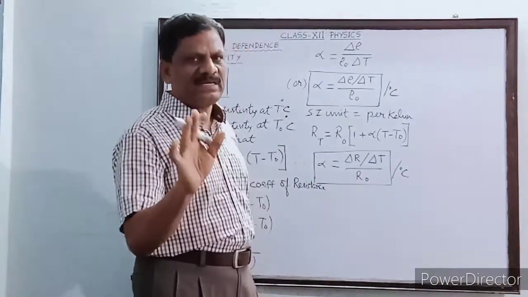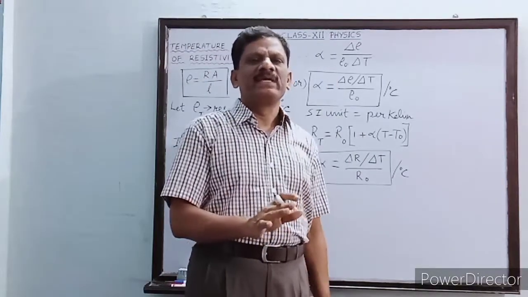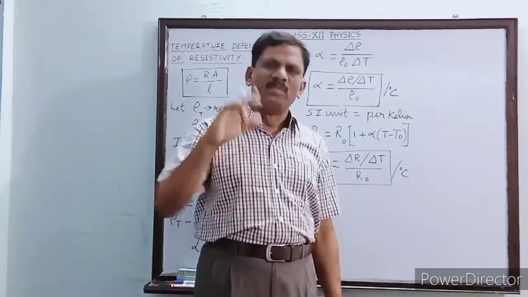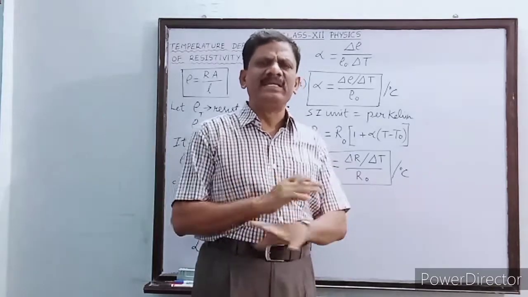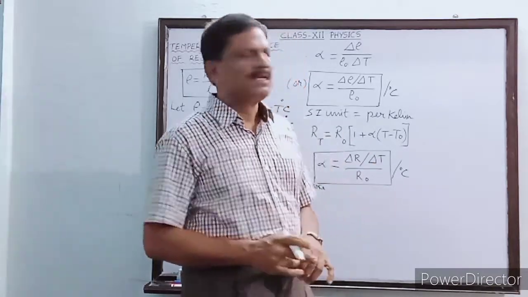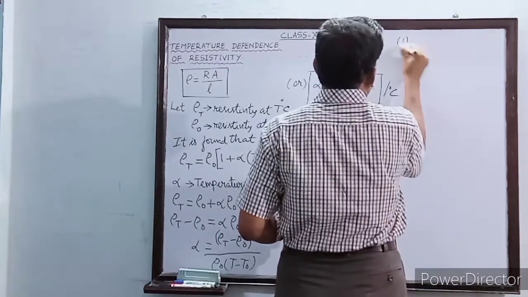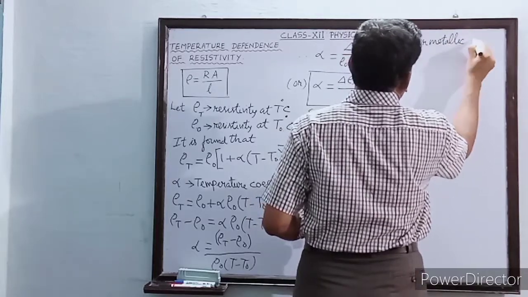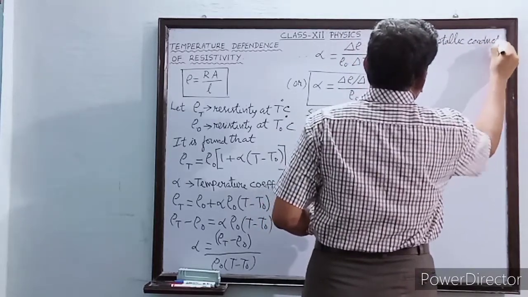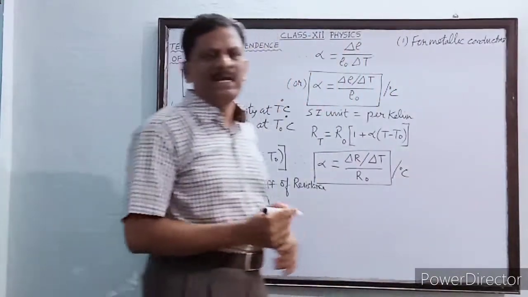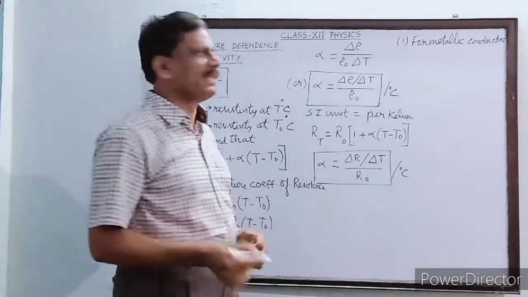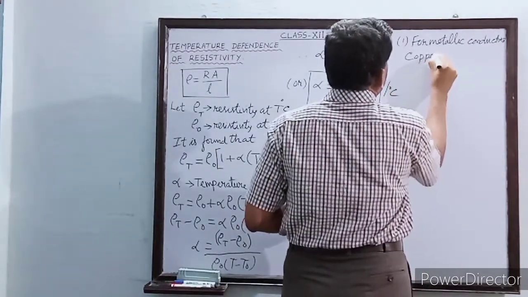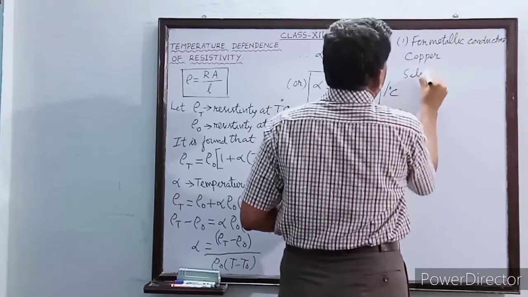Now, there are different types of materials like solids, metallic conductors, insulators, alloys, semiconductors, superconductors. So all these different materials have different electrical properties. Now, for example, I will take the first case, for metals or metallic conductors. Say for example, copper and silver, like that we can take.